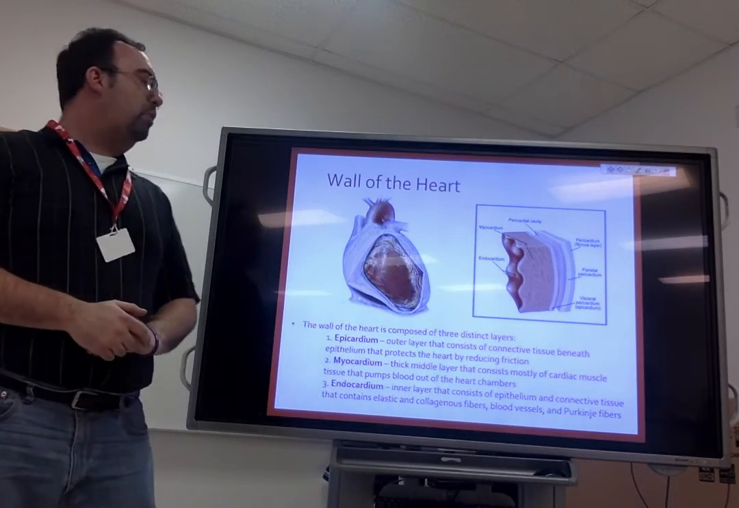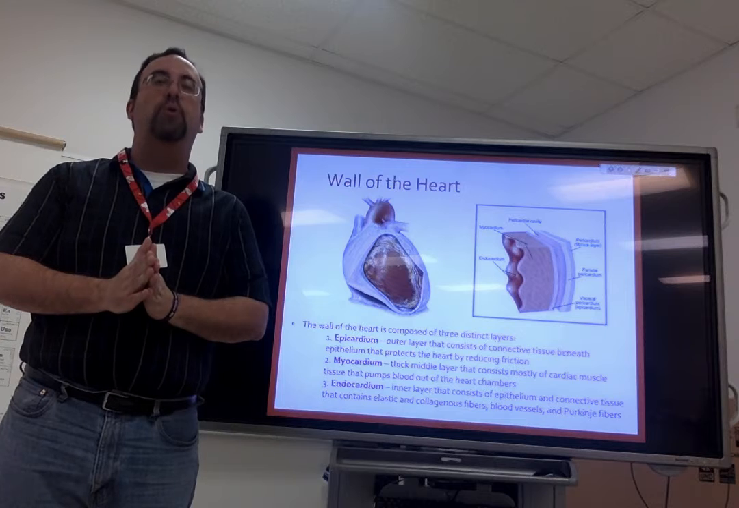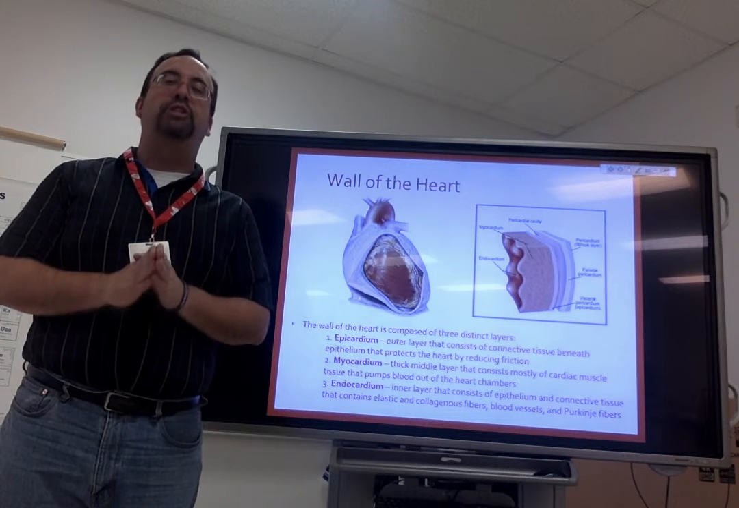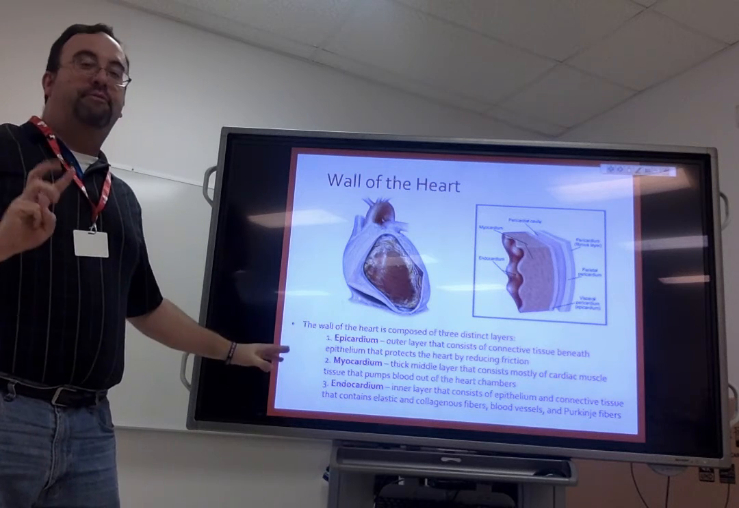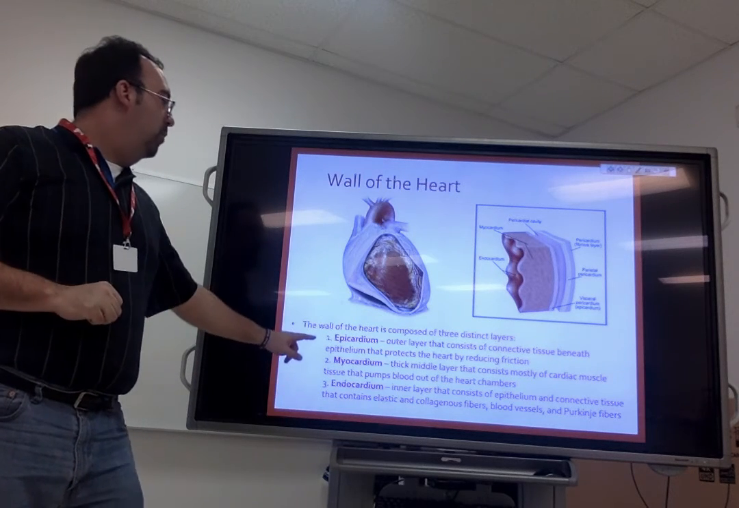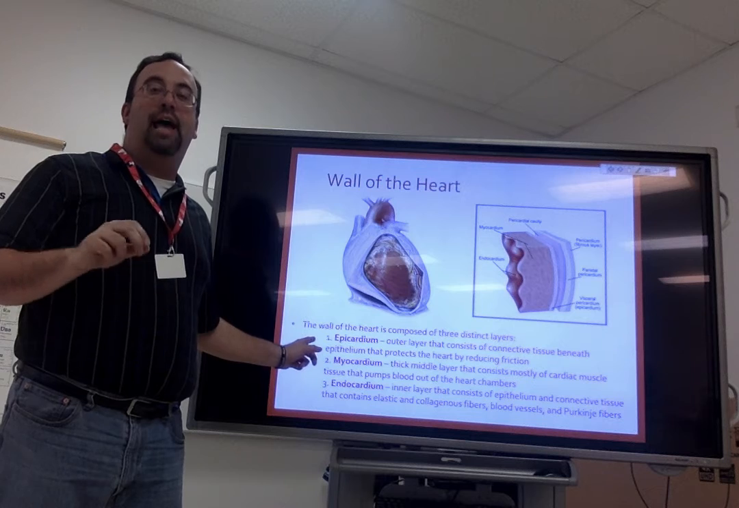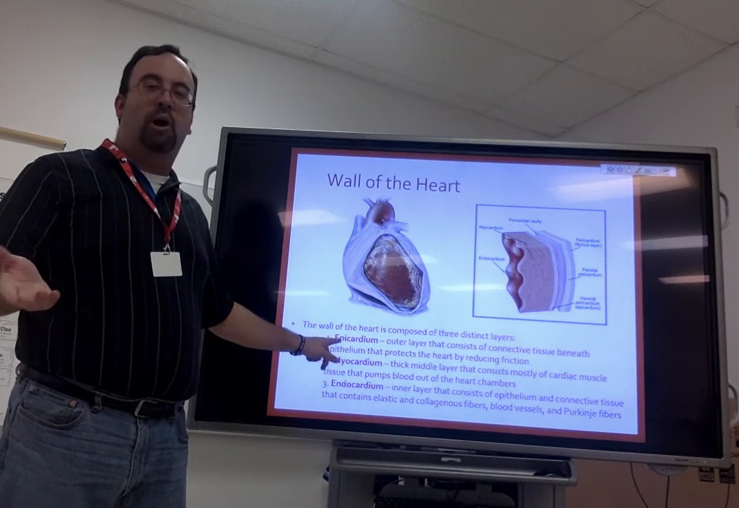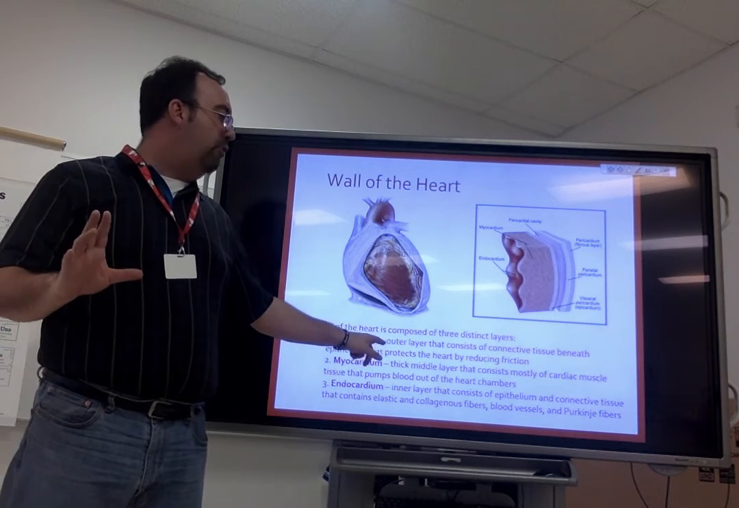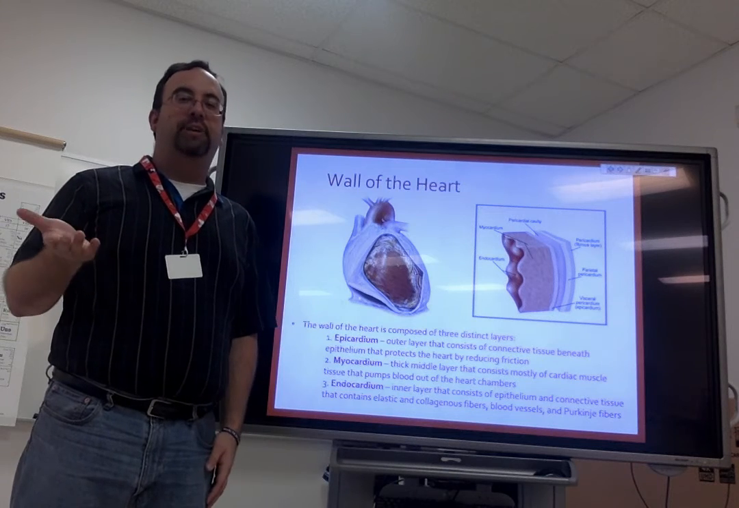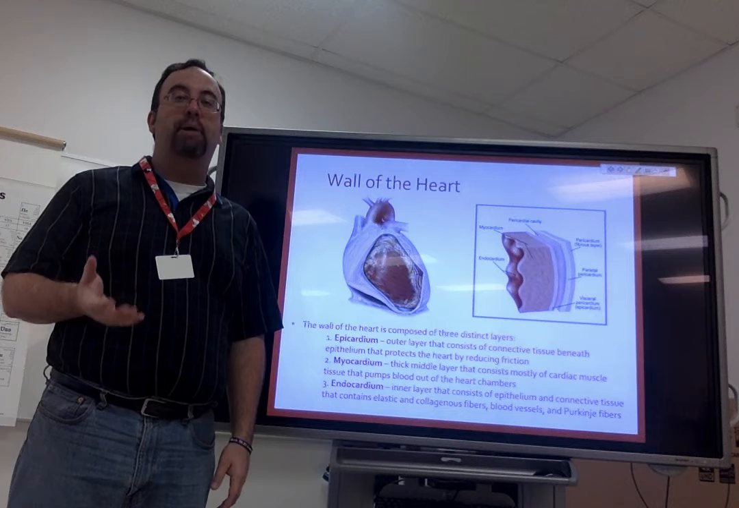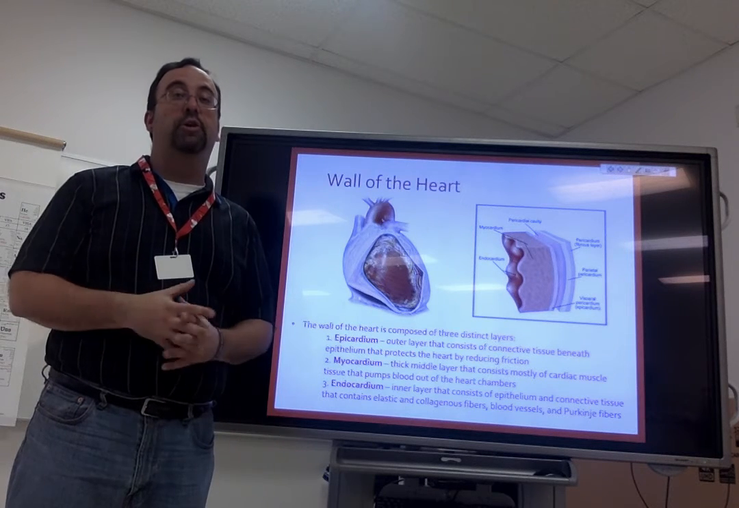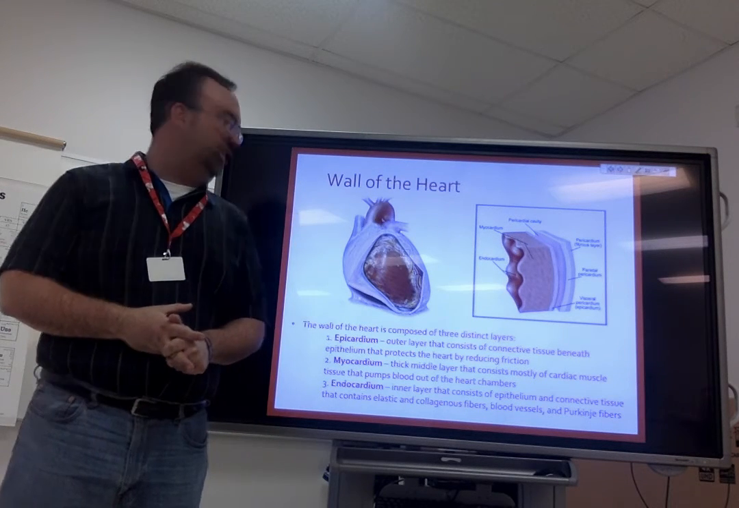All right, we're going to stop here after this, and we're going to look a little bit closer at these three different parts of the heart wall. We have three distinct layers. We again have what's referred to as the epicardium. Remember, epi is upon, cardium is heart. It's the outermost layer that consists of connective tissue beneath the epithelium that protects the heart by reducing friction. And so it is also there to help reduce friction.